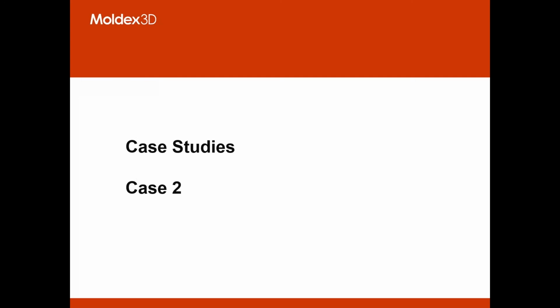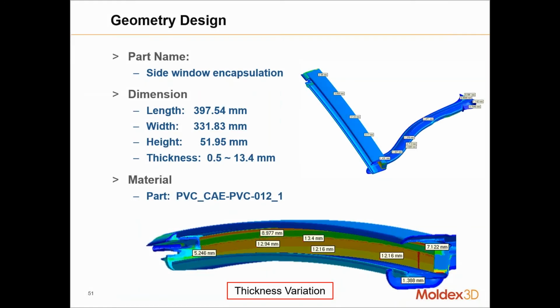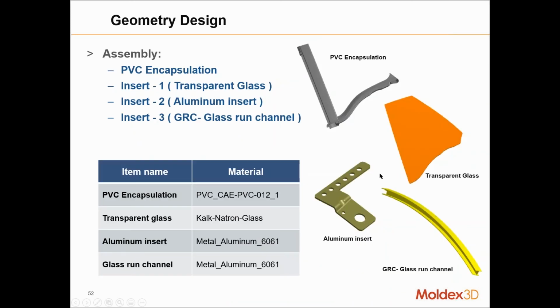The next case study is talking about a slightly different sort of an issue. Again, in this case also, they had an insert, they had quite a big thickness variation in their part. The material that was used was a PVC, and this was basically a side window encapsulation. Now, they had three different inserts in this assembly, right? They had transparent glass, they had aluminum insert, GRC, etc.